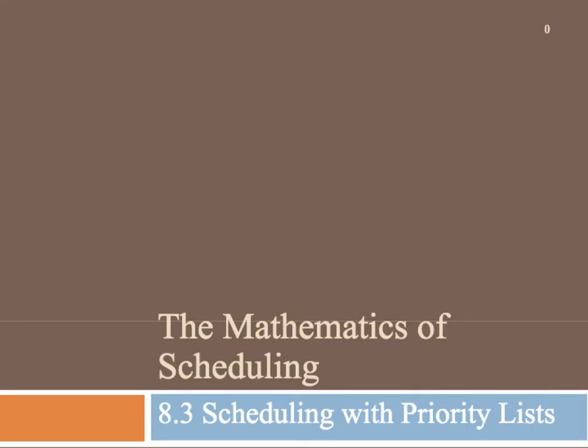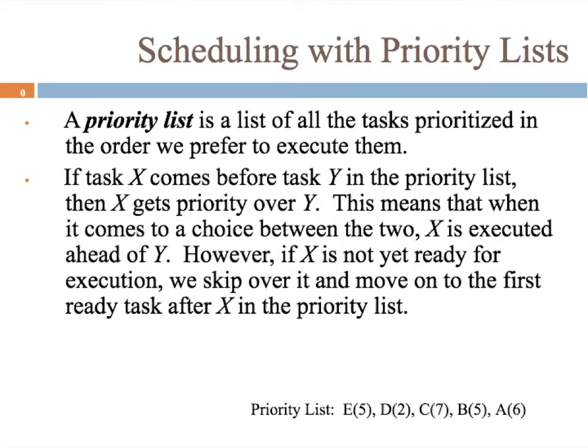In this section, we're going to do our first full scheduling problems, and we're going to do that using priority lists. A priority list is a list of all the tasks prioritized in the order that we prefer to execute them. So if task X comes before task Y in the list, then it gets priority, so that when it comes down to a choice between the two, we would want to execute task X ahead of Y.